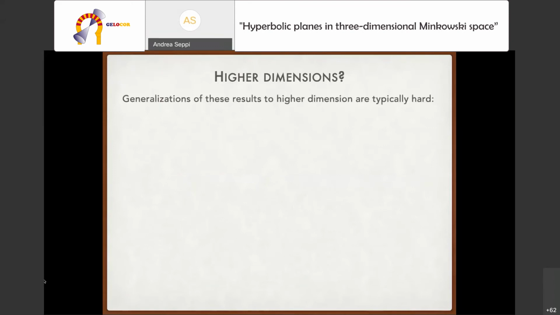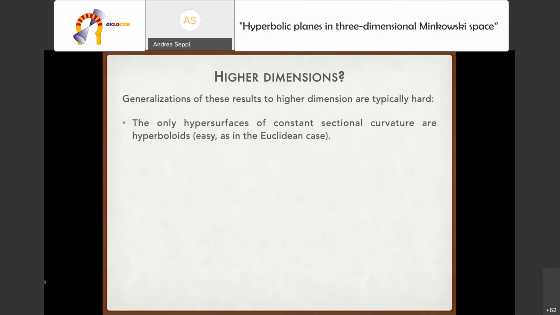But it's very hard to generalize these results to higher dimension. One thing which is very easy is to show that, of course, there are various notions of curvature that you can consider. If you just consider constant sectional curvature, then it's very rigid. You get only hyperboloids. Any hypersurface of constant sectional curvature in higher dimension is a subset of the hyperboloid, just as in the Euclidean case.